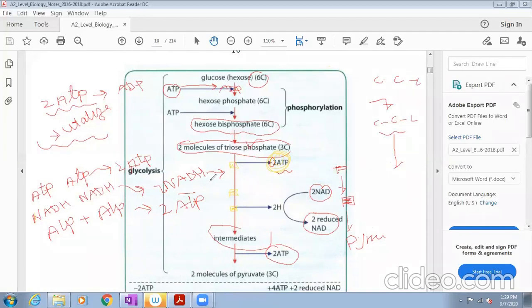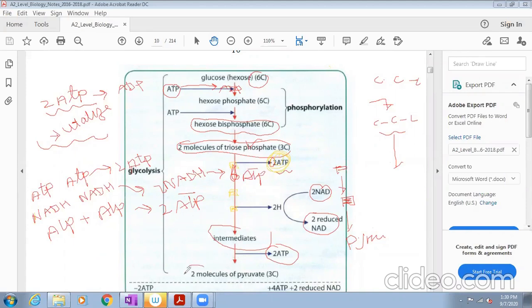From these two NADH, how many ATP will I get? How many ATP will I get from one NADH, please? Three, sir. Three. From one I will get three, but here I have two NADH. So how many? You will get six. I will get six. Correct. The total number of ATP I will get is six ATP. Correct or no? Yes.